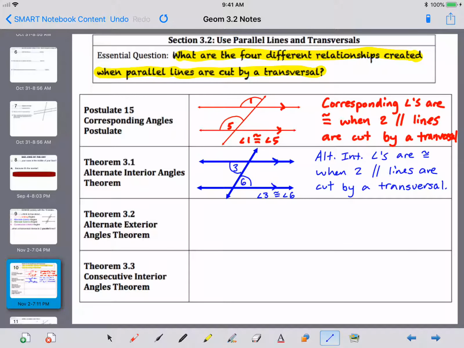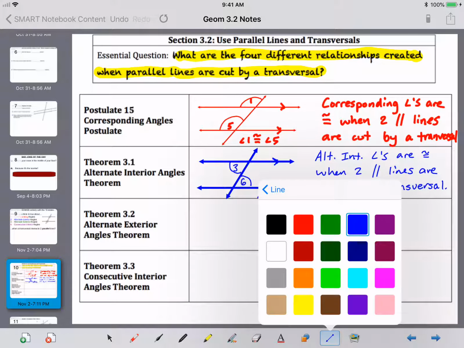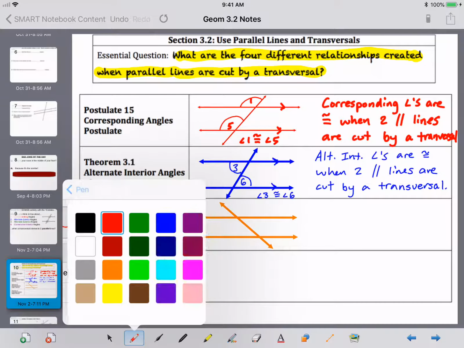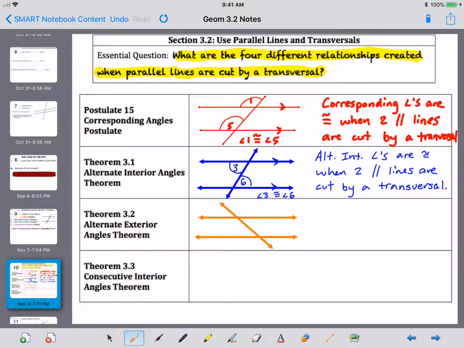All right, let's move right along here. So next we are going to look at the alternate exterior angles theorem. So again, you guessed it, we're going to draw two parallel lines, and let's make our transversal go this way this time. This theorem tells us, again, that alternate exterior angles are congruent when two parallel lines are cut by a transversal.